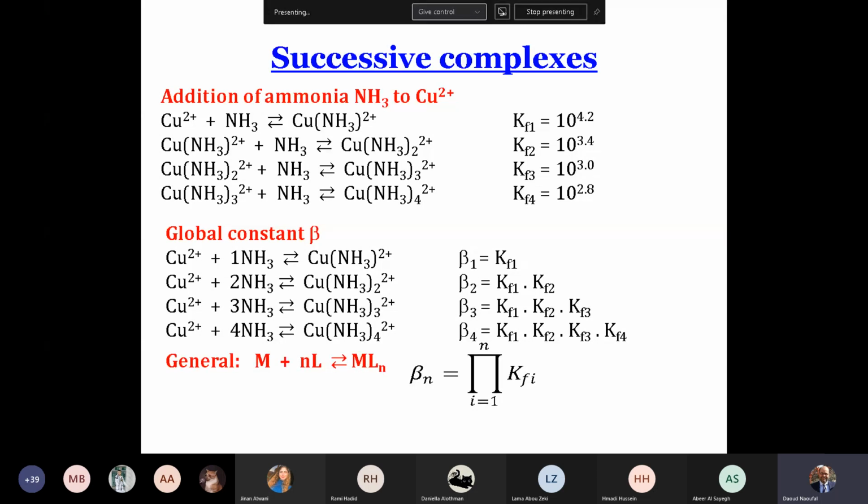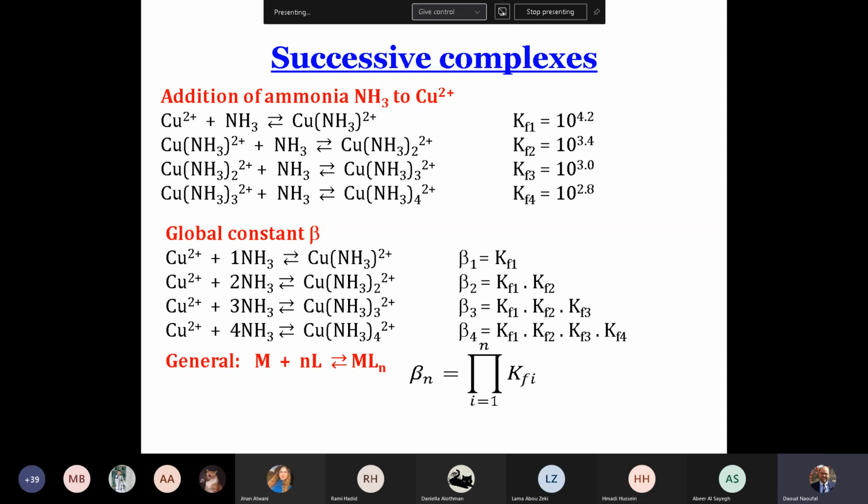Suppose you have two complexes of the same stoichiometry. The greater the Kf, the more stable the complex. So the strength of stability of a complex increases with the value of Kf, or decreases with the increasing value of Kd. And any complex has a value of Kf and Kd. Kf and Kd of the same complex are related: Kf equals 1 over Kd.